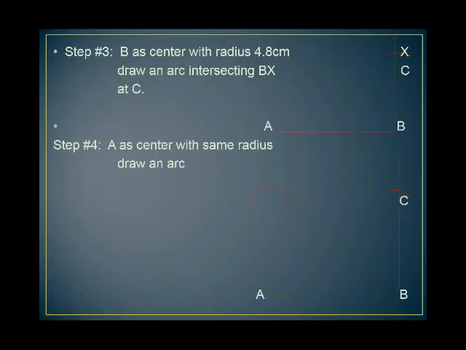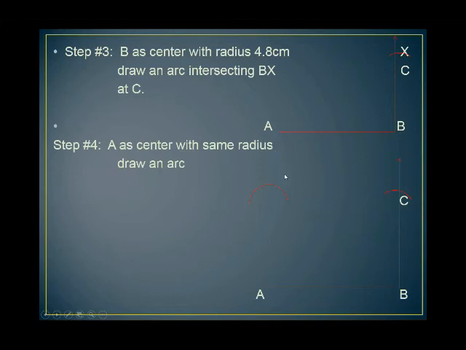Now, in step 3, taking B as a center with radius 4.8 centimeter. What is 4.8? This is the side which is given. So draw an arc intersecting BX. This is the perpendicular BX, and by taking B as a center, we place the compass on point P and draw an arc which cuts the perpendicular BX at a point. And that point is named C. C is the name of that point which cuts the perpendicular by the arc.